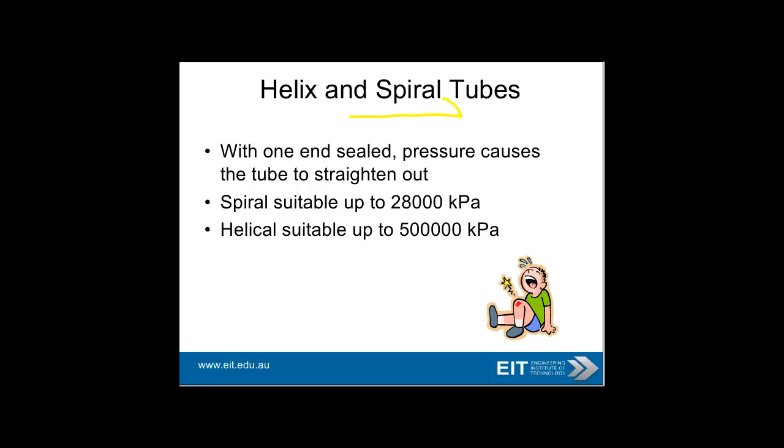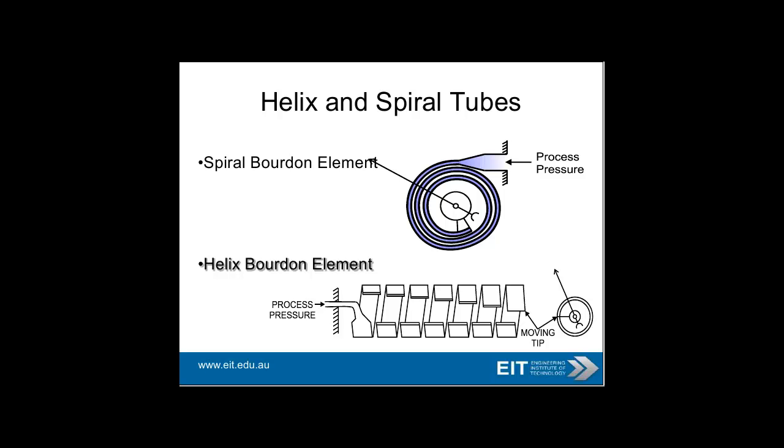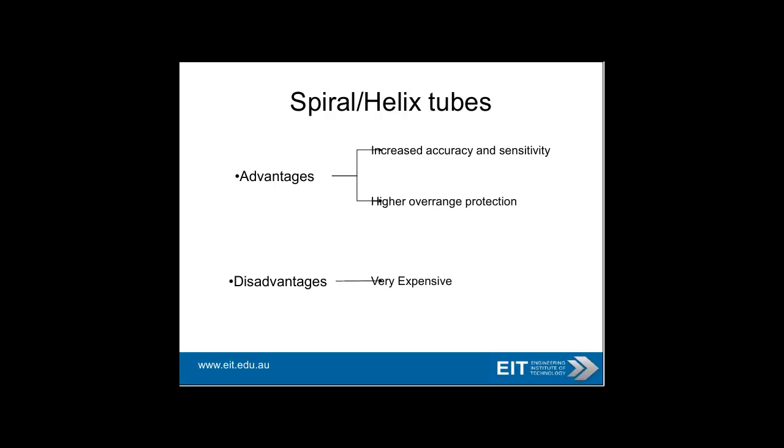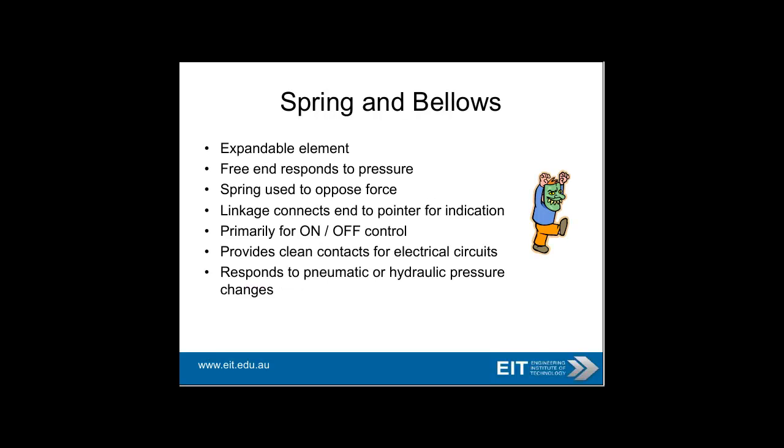Helix and spiral tubes, another approach, 20 megapascals, or 28,000 kilopascals to 500,000 kilopascals for helical. Here's a helical spiral tube, pretty straightforward. Pressure comes in through here, and of course causes the element to move that way, rotate that way or that way, depending on the pressure. Advantages obviously are increased accuracy and sensitivity. Disadvantages, it can be very expensive.